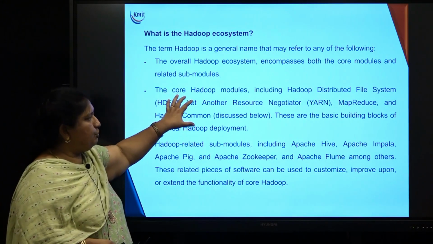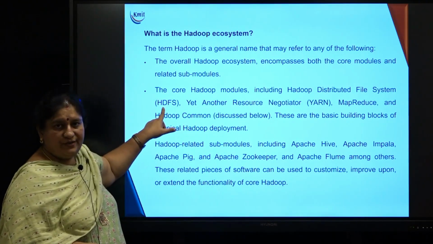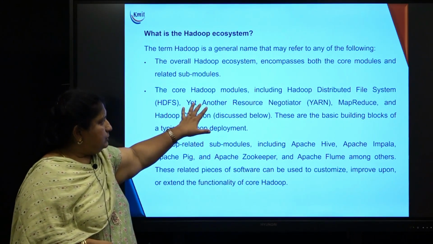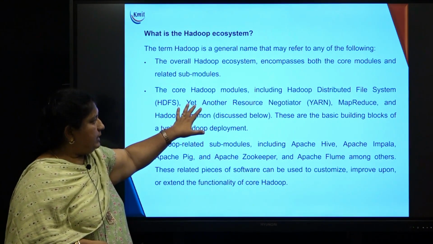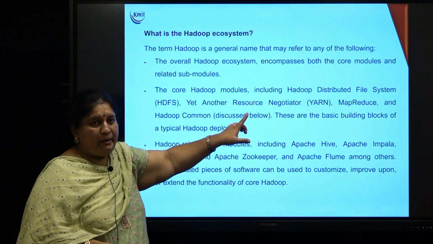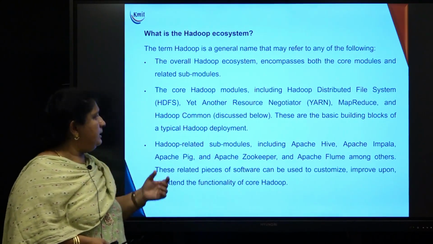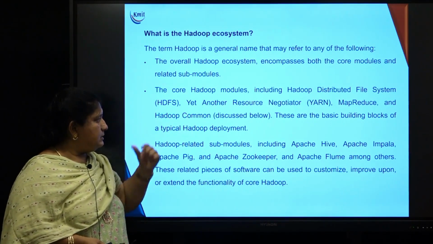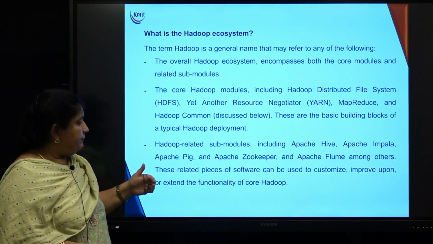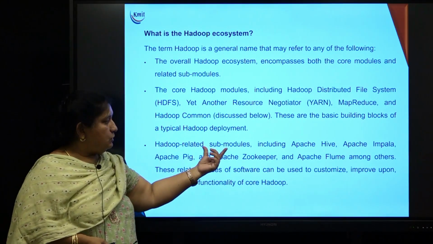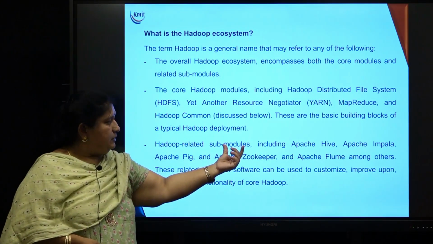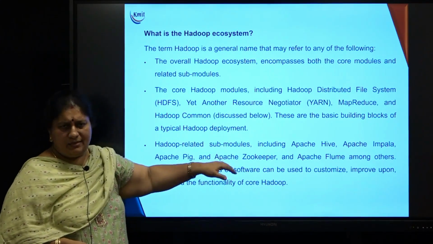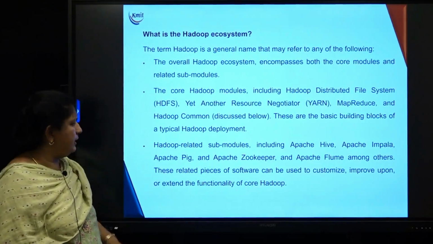Under Hadoop core modules, we have HDFS, the Hadoop Distributed File System, Yet Another Resource Negotiator, in short YARN, the next one is MapReduce, which is the processing component, and Hadoop Common. I will talk about what exactly Hadoop Common is. Apart from this, there are some more sub-modules also, which are Hive, Impala, Pig, Zookeeper, Flume, etc. These are only some of the sub-modules I am talking about.